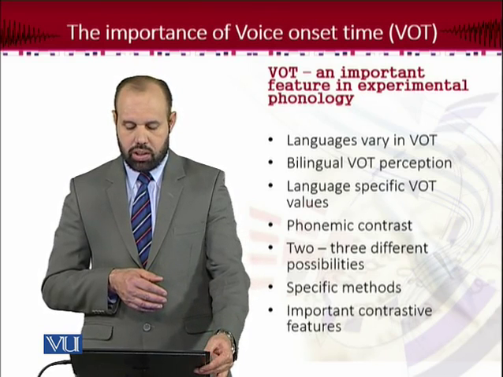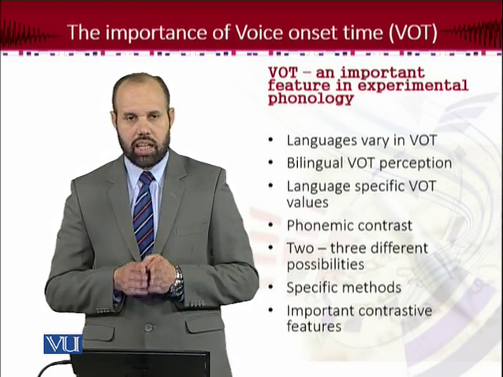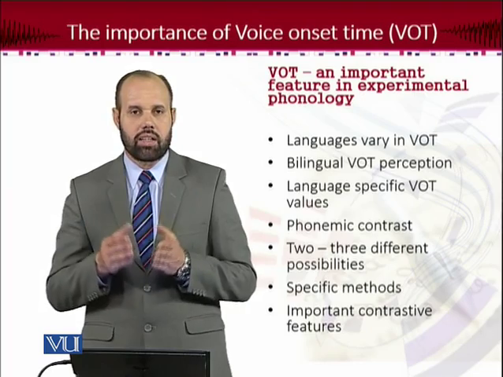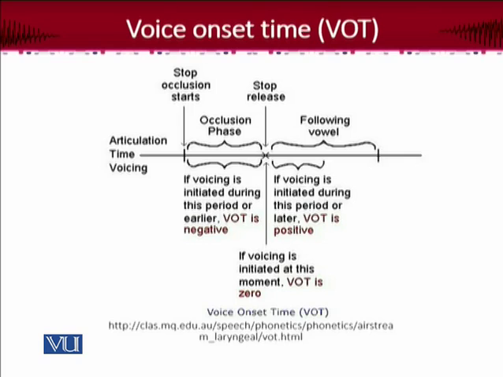So let me just give you the method to discuss the important features, the contrastive features, the positive VOT and then the negative VOT. Here is a possibility of how you can describe the articulation time and voicing, which is given in this diagram, right? The stop occlusion, when the closure is starting here. So this is the closing point, then the occlusion phase when the blockage is there. So this is the closure, right? The blockage is there. And then the stop is released. So that's the release of the stop.